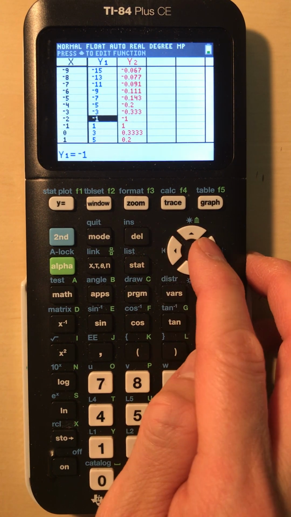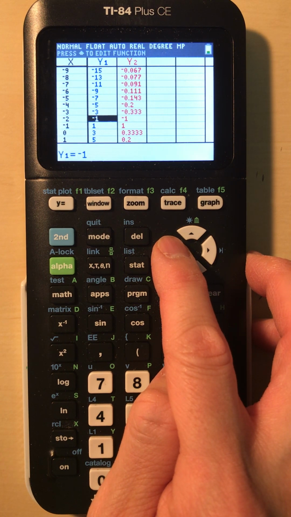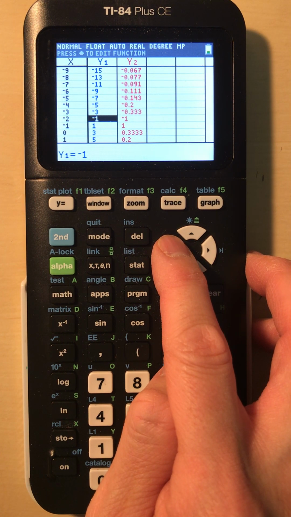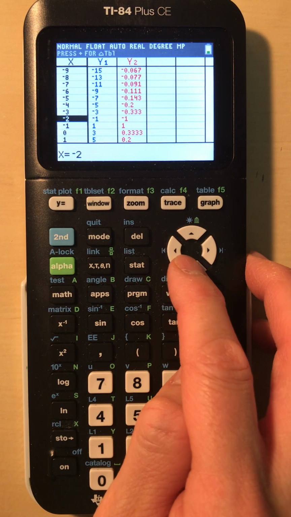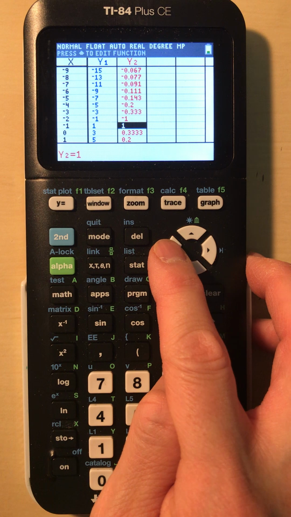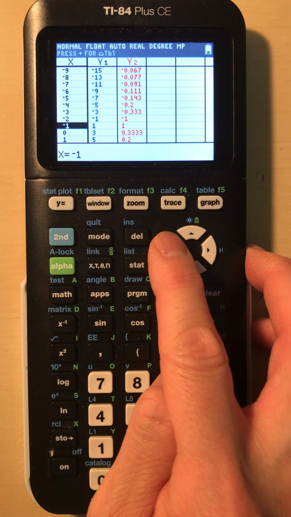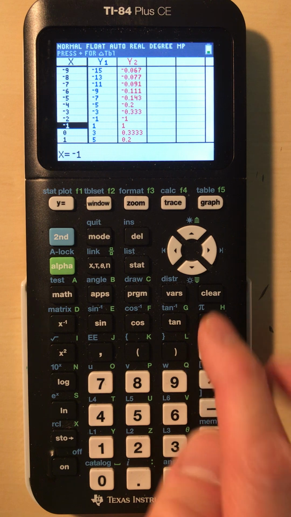Okay, so that's where both functions, the reciprocal and the regular function, intersect y = -1, and the x value for that is -2. Likewise, here's where the reciprocal and the regular function intersect y = 1, positive 1, and the x value for both is -1. So you can check the invariant points there.